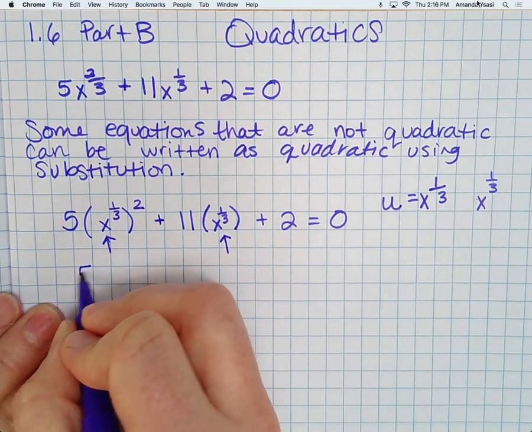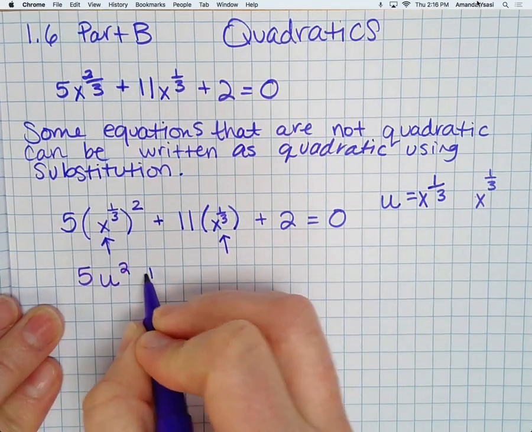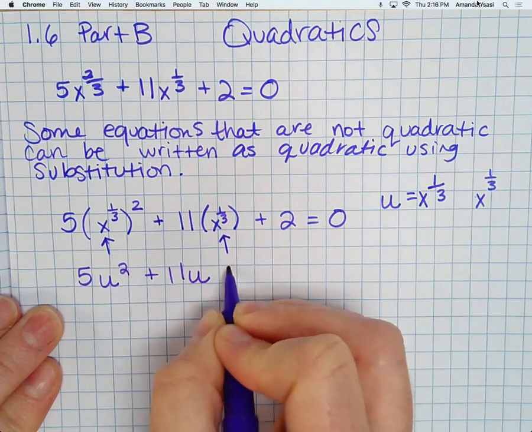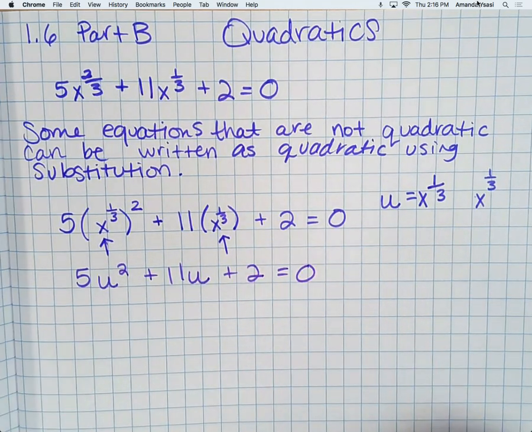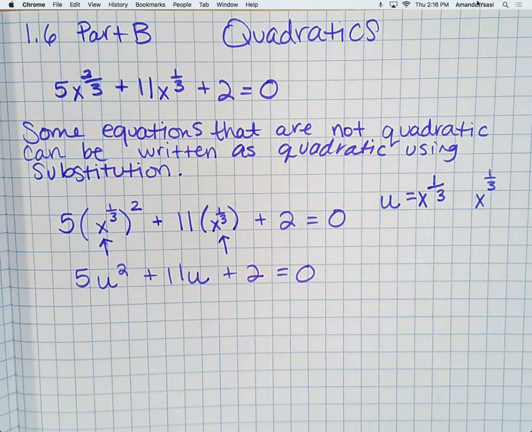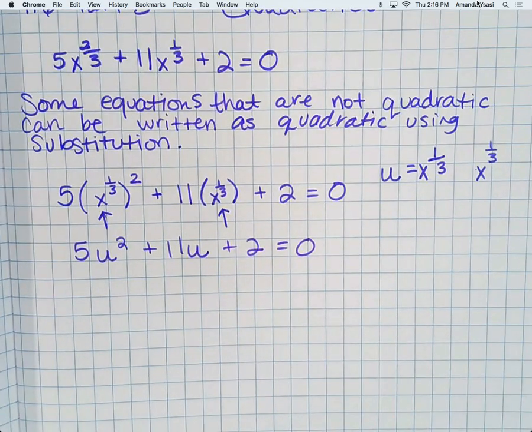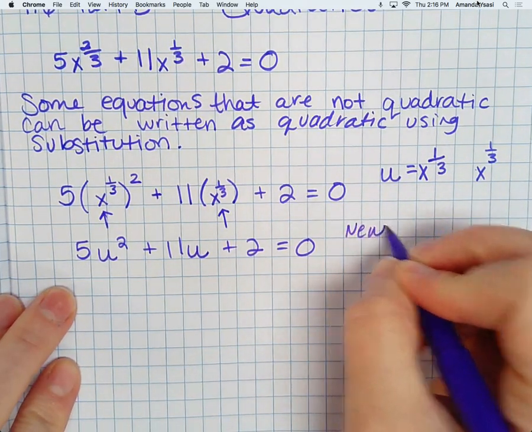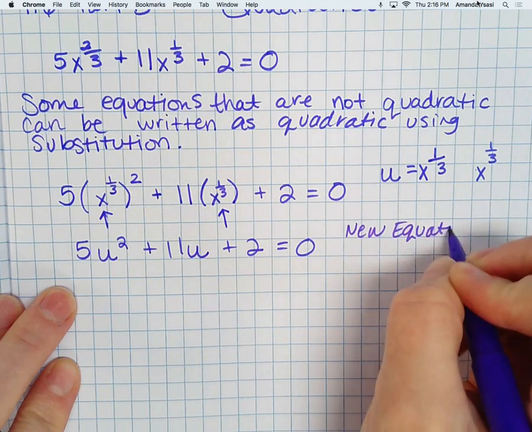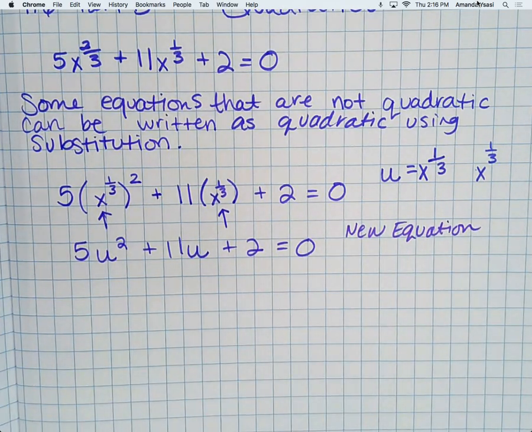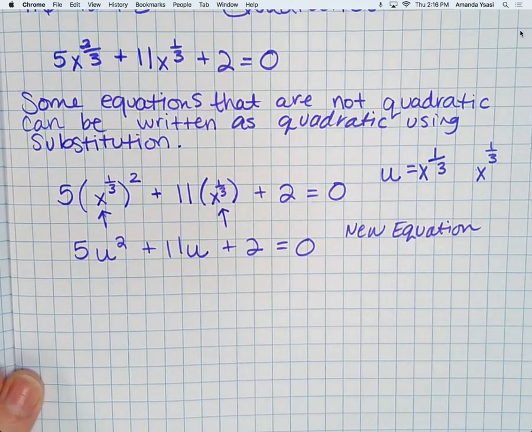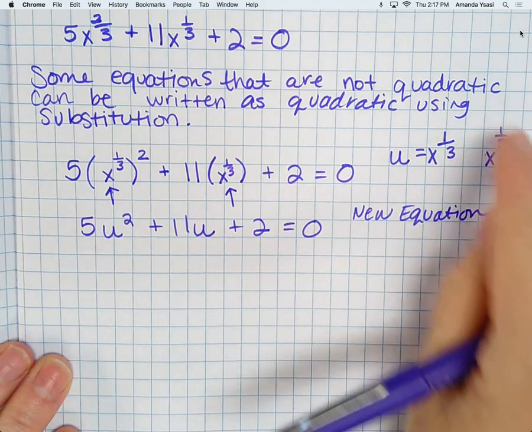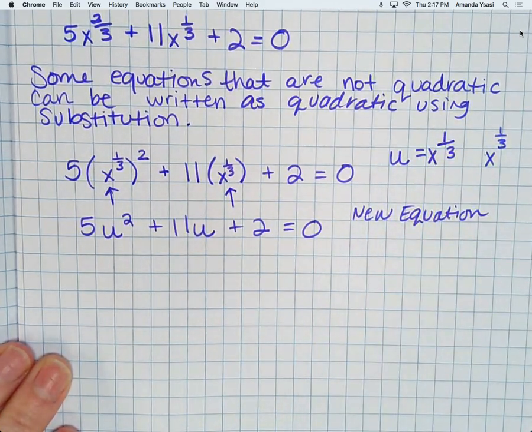So now we're going to write 5u squared plus 11u plus 2 equals 0. So this is our new equation. So let's solve this. And then we'll have to plug back in the x to the 1/3.